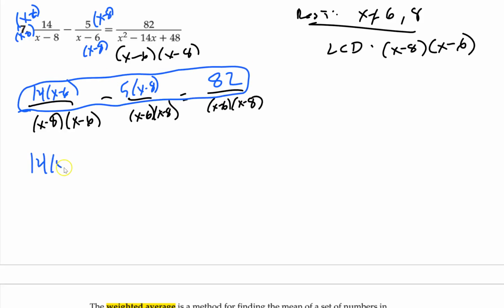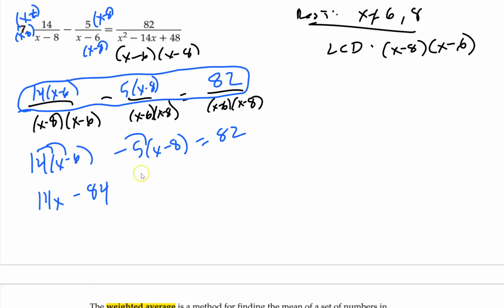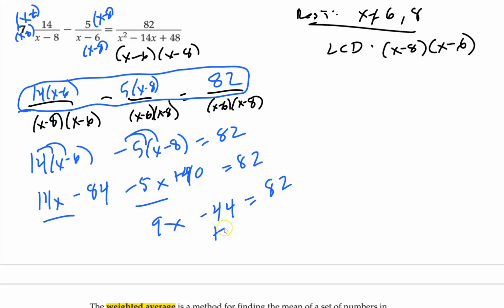So 14 times x minus 6 minus 5 times x minus 8 equals 82. Now you just do some math. 14x minus 6 times 10 is 60 plus 24, so negative 84 minus 5x. And then plus 40. Remember, two negatives make a positive. Equals 82. Now again, this is all on the same side, so add up like terms. So this is 9x. Same thing with these two, negative 84 and positive 40 is negative 44. Equals 82. Add 44.